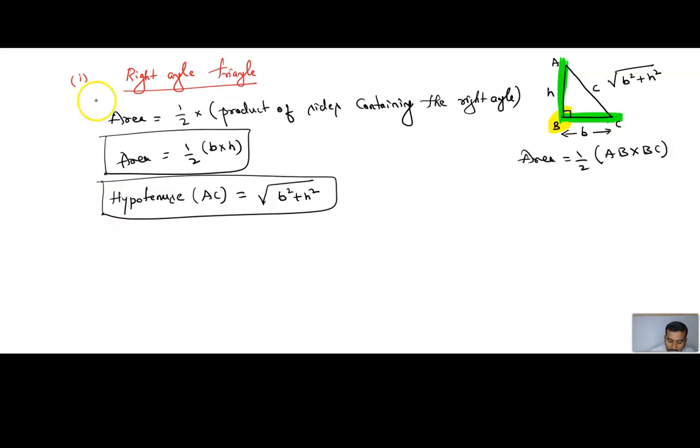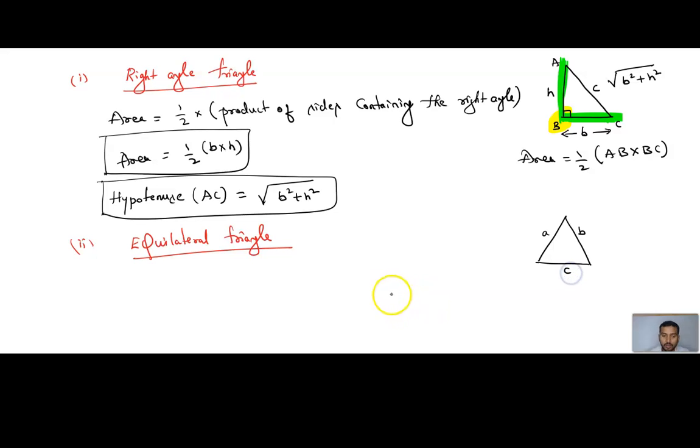Okay. And after that, we have the next type of triangle, that is the equilateral triangle. So, what is the formula to find the area of an equilateral triangle? So, what do you mean by equilateral triangle, children? An equilateral triangle is a type of triangle in which all the three sides will be equal. That is A, B, C. All the three sides are equal, and all the corresponding angles are also equal. Angle A, angle B and angle C, all the three angles will also be equal. Such a triangle is called an equilateral triangle.